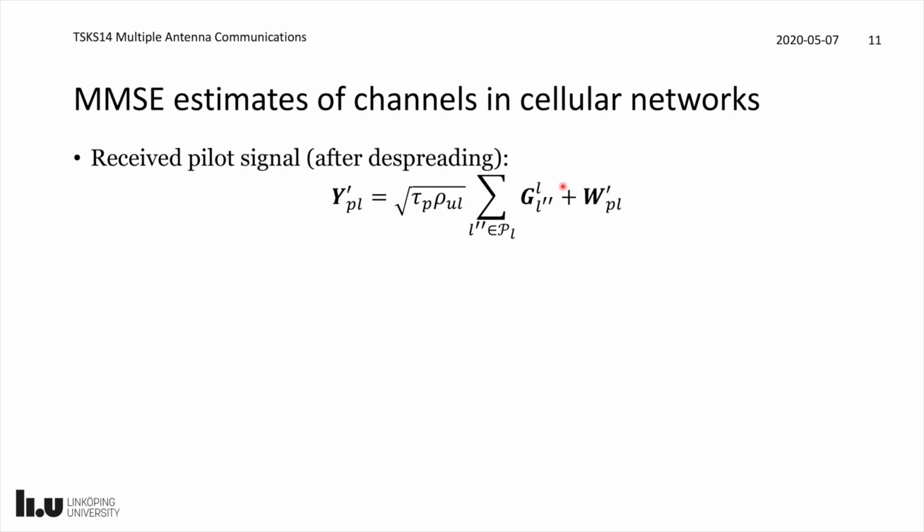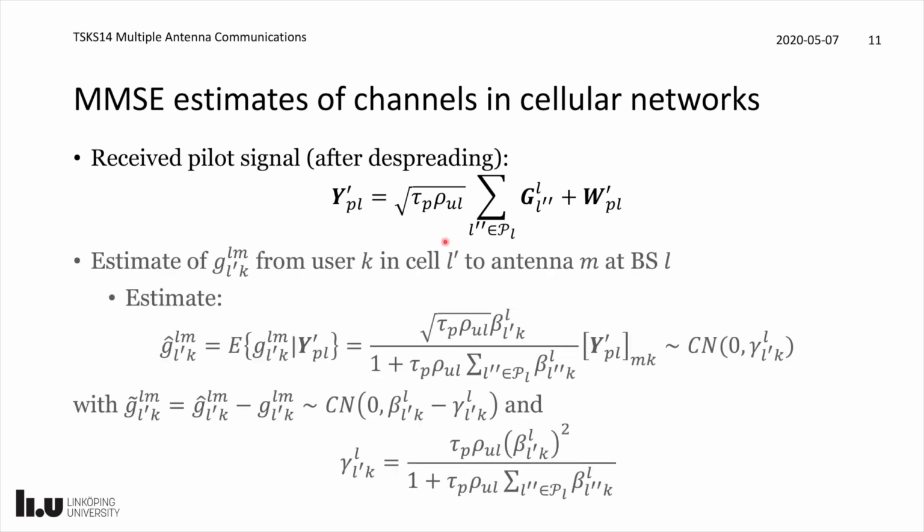One of the channel matrices in this summation is G_LL, the one that the base station in cell L would like to estimate. And it's Gaussian distributed, with the variances that we talked about previously when it comes to the channels. And the rest of the terms in the sum are going to be interfering with us. But also those channel matrices are Gaussian distributed. So the sum of those channel matrices multiplied with this factor plus the noise is going to be Gaussian distributed.